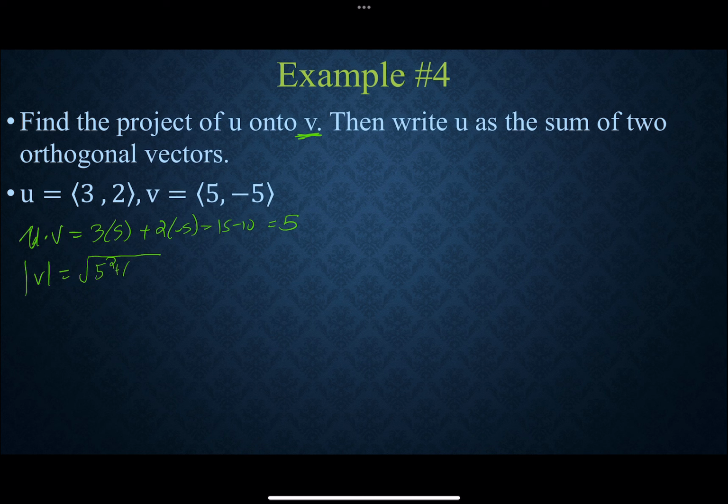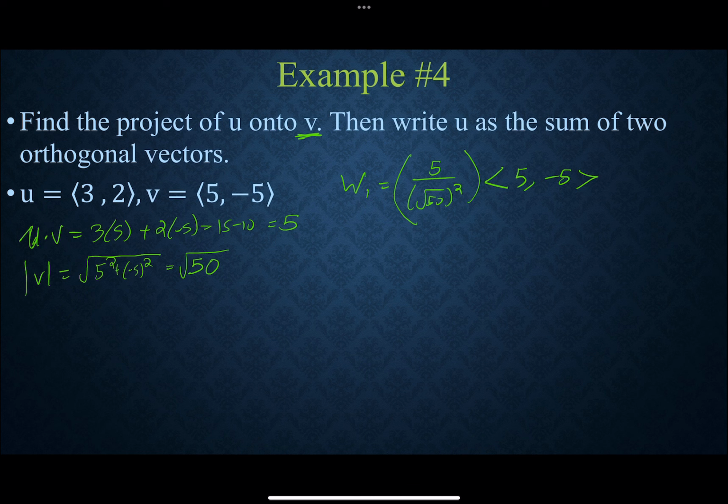So it's 5 squared plus negative 5 squared, which is root 50. And because we're going to square that, I'm not going to simplify it. I'm going to leave it as root 50. Because when we do this projection, W1 is our u dot v, so our 5, divided by our magnitude squared, which is easier to leave in the unsimplified radical form, and then multiply by the vector v.